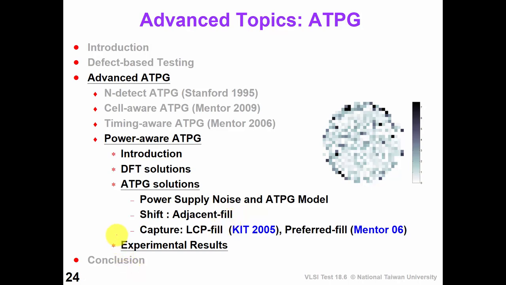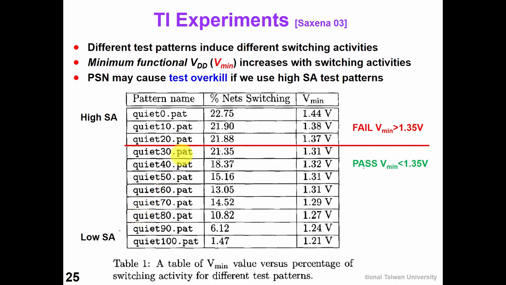Now, let's show some experimental results. This is experimental data from the TI experiment published in 2003. In this figure, they show different test patterns of different switching activity, starting from very high switching activity patterns all the way down to very low switching activity patterns. And this column shows Vmin, which is the minimum functional VDD. Lower Vmin means that this circuit can work at the lower VDD, which is more power saving.